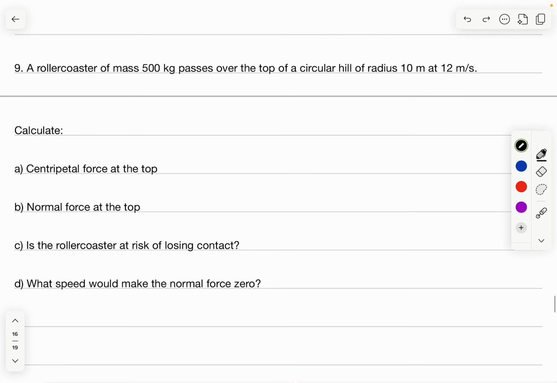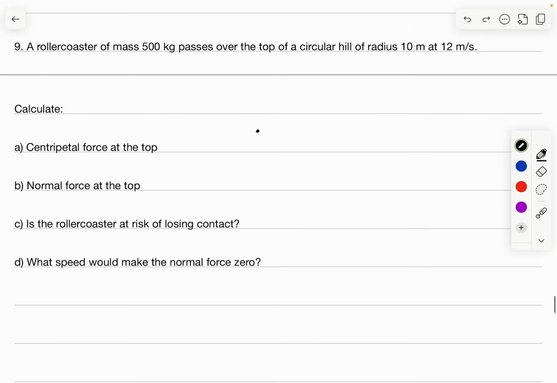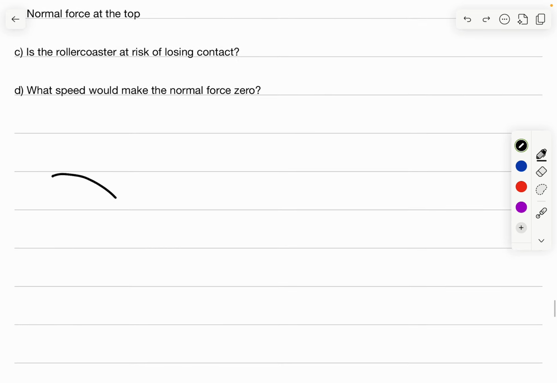Let's check number 9. A roller coaster of mass 500 over the top of a circular hill. Let's draw a hill, a circular hill. This is our hill. Let me draw it nicely here.